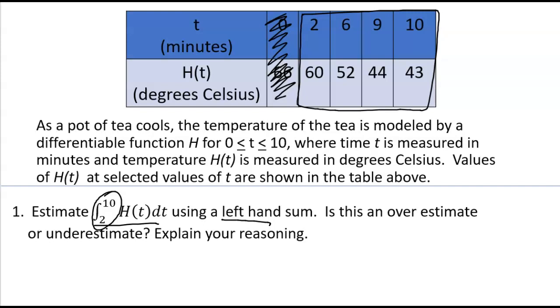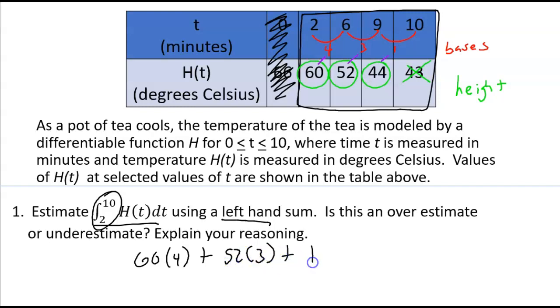All right, so as you guys may recall, the distance from here to here, which is 4, is my base. So I've got three bases here, 4, 3, and 1. Each of those bases has a height to them. And since we're doing a left-handed sum, we start on the left, and these are the heights of our rectangles, but we don't use the last one. And so what we do is base times height, base times height, base times height. And I wouldn't waste my time working it out. I would just do 60 times 4, plus 52 times 3, plus 1 times 44, and there's my answer for that.